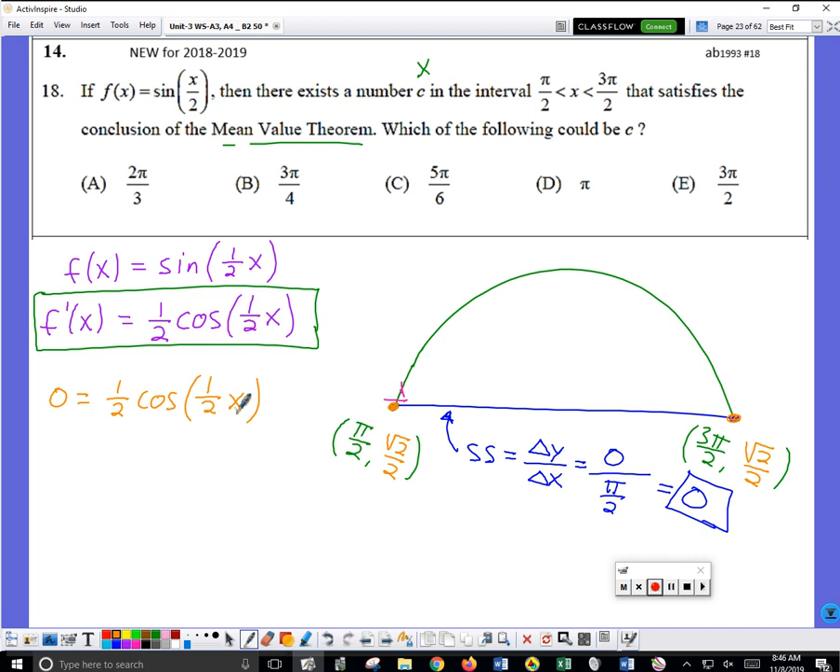X is an x-coordinate. Just say yes or no. Does it make any sense at all to put a slope into an x-coordinate? Louder. No. Louder. No. It's not very loud, but whatever.